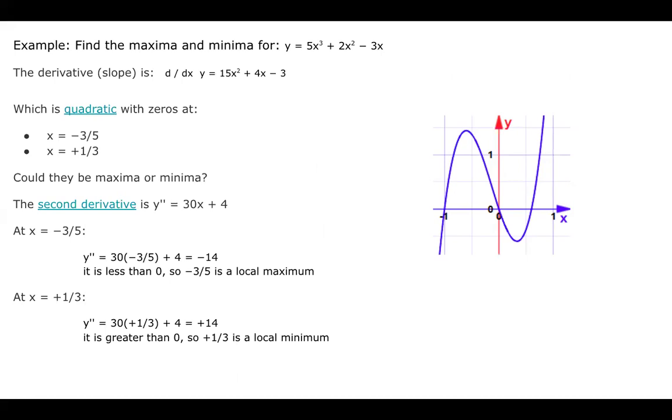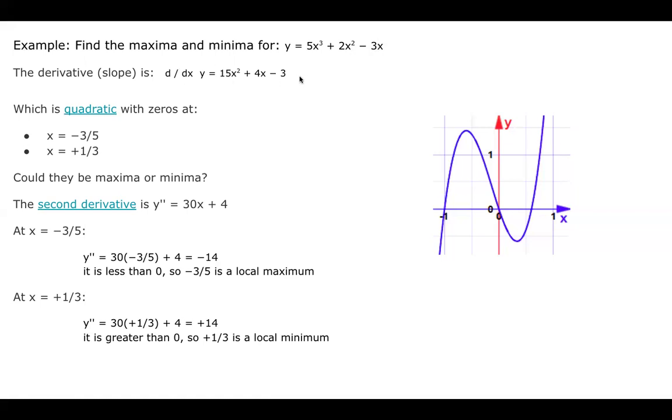There are two steps. First, you take the first derivative of the function. Multiply 5 by 3 and reduce the power of x by 1, so it becomes 15x squared. Here multiply 2 by 2, which is 4, and reduce the power, so x squared becomes just x. And minus 3, because here it's x raised to 1, so 3 multiplied by 1 is 3. So the derivative is 15x squared plus 4x minus 3.